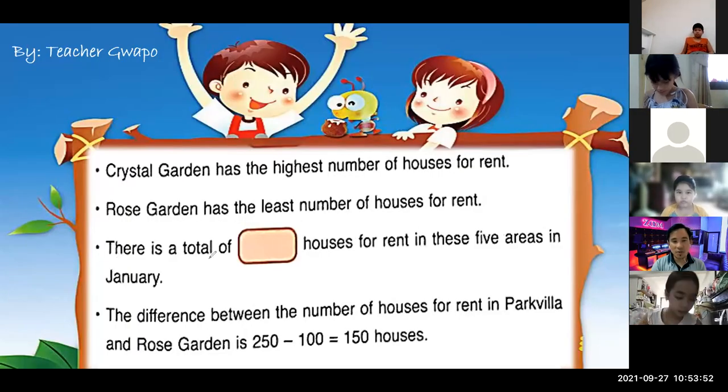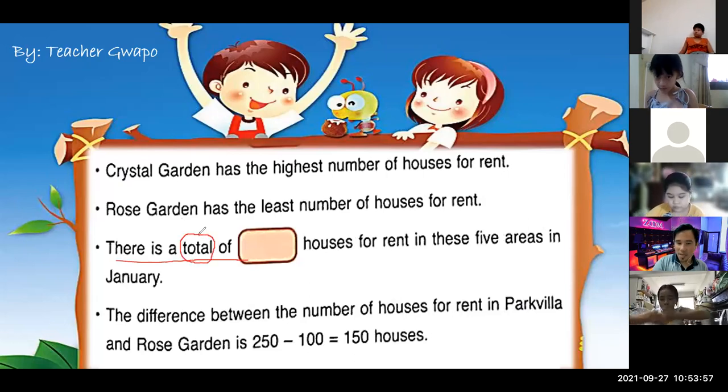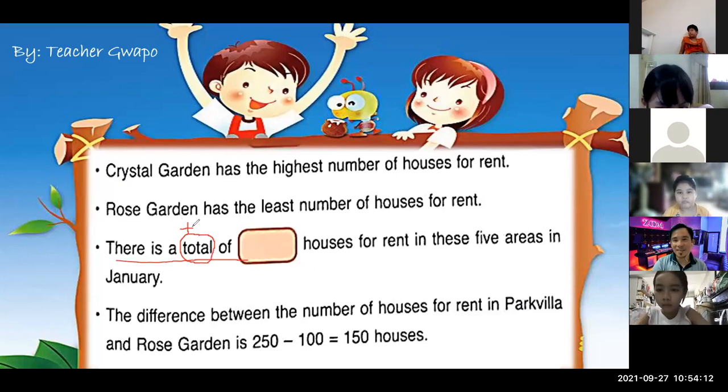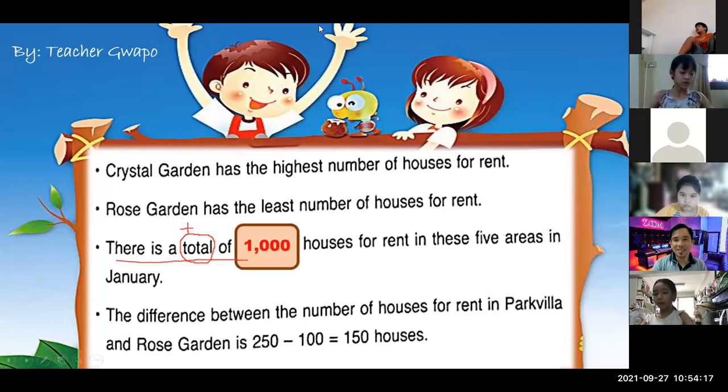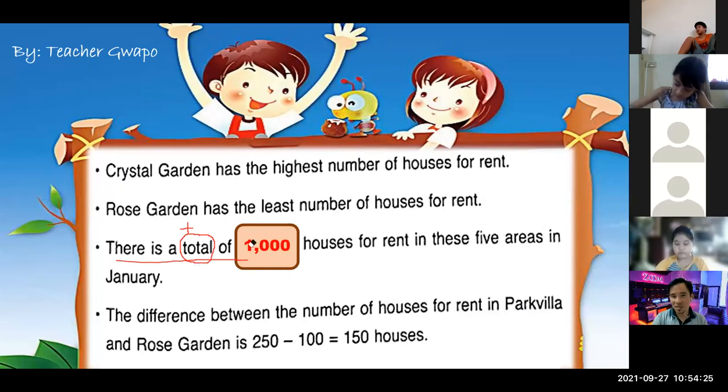Now here, total. When we say total, we need to use the plus sign. So you have to add 150 plus 200 plus 250. Now what is the total? What is your answer here? 1,000. Okay, very good. So the total is 1,000 houses for rent in the month of January.